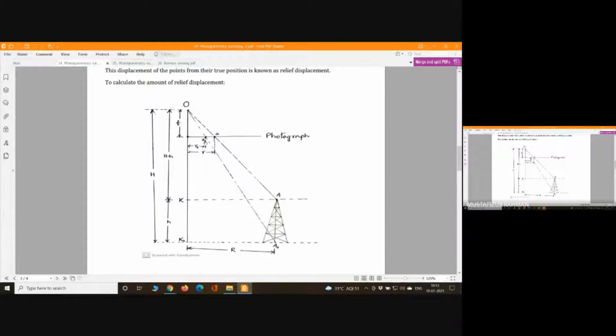Now we have to find out what is the relief displacement. Now, in this case also, we can use the concept of similar triangle. So we have a triangle, this O. Here let's put a small k point, O, small k, and A. We have one triangle which is corresponding to this O, capital K, capital A point. Then we have O, K here, and A naught, this triangle, and we have this triangle.